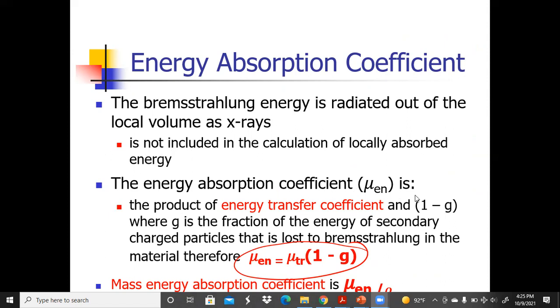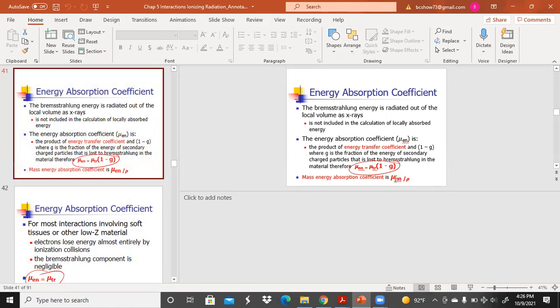The energy absorption coefficient is going to be the product of the energy transfer coefficient and 1 minus G. G is going to be the fraction of the energy of secondary charged particles that is lost to Bremsstrahlung in the material. So in other words, we're going to take out the stuff that is lost to Bremsstrahlung, and then the energy coefficient is pretty much going to be whatever fraction that is subtracted out, and then we'll have the rest of it. And the mass energy absorption coefficient is going to be the energy transfer coefficient divided by the density.